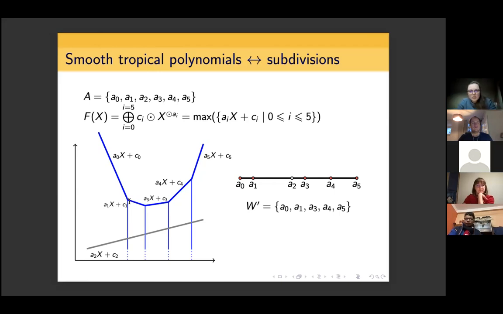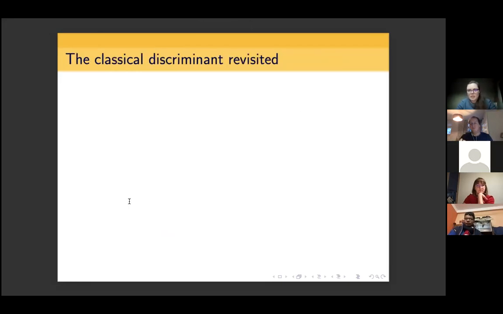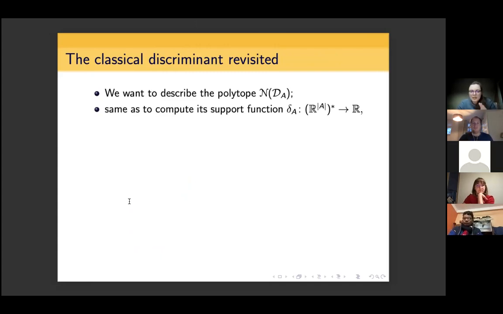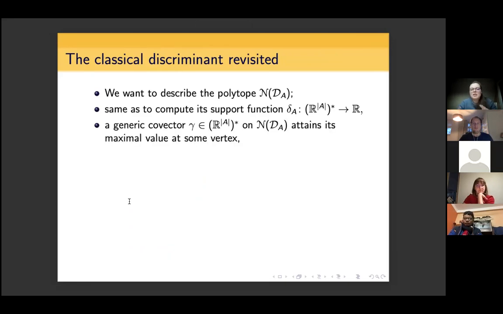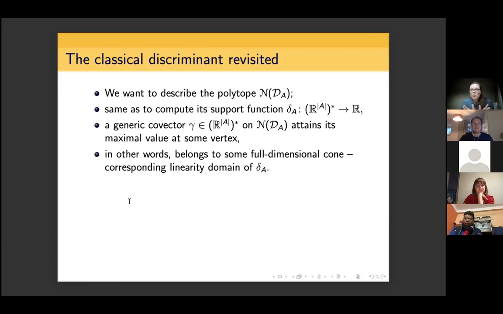But also, it allows us to restate the classical result by Gelfand, Kapranov, and Zelevinsky in the following way. Suppose we want to describe the Newton polytope of the classical discriminant. It would be the same as computing its support function. And as I discussed, a generic covector would always attain a maximal value at some vertex of the polytope we are wondering about. Or in other words, it would land in one of these full-dimensional cones, which are linearity domains of your support function.